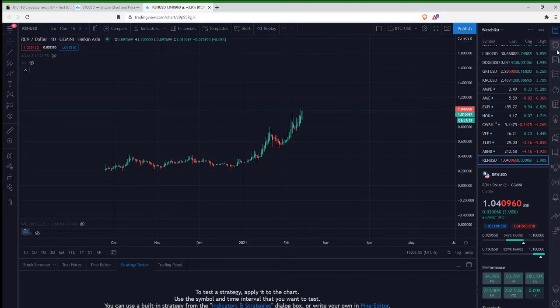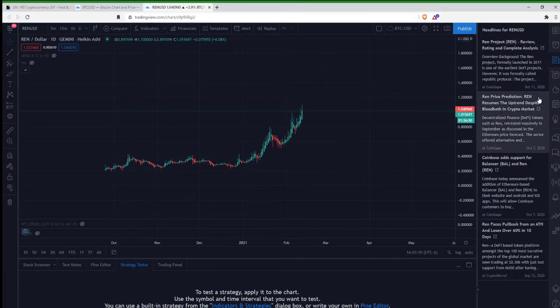The right pane is where you can set alerts for a price. Say you wanted to be alerted if Bitcoin, or since we're on REN, if you wanted to be alerted when REN reached $1.10, or when REN reached 90 cents, you can add an alert. Various types of news on the asset is very important for fundamental analysis.